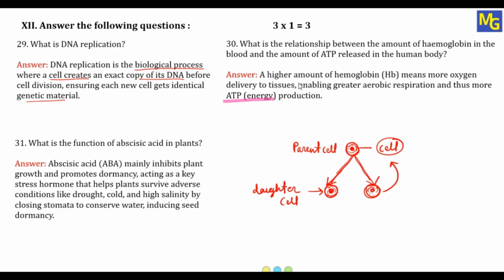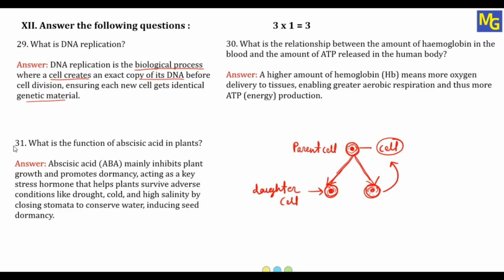And vice versa, a lower amount of hemoglobin means less oxygen delivered to tissue, lower aerobic respiration, and less ATP production. So these all are directly proportional. Remember, the amount of hemoglobin and the amount of ATP release is directly proportional. More is the hemoglobin, more is the ATP. Less is the hemoglobin, less will be the ATP formation. So this was the answer for question number 30.